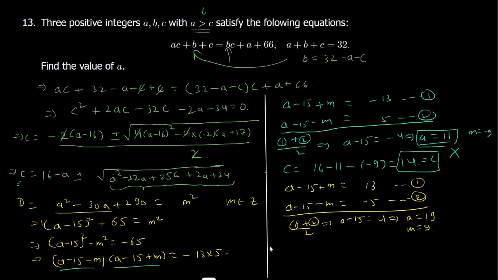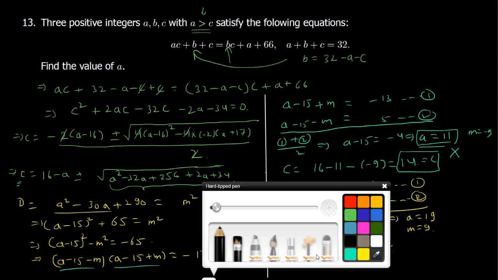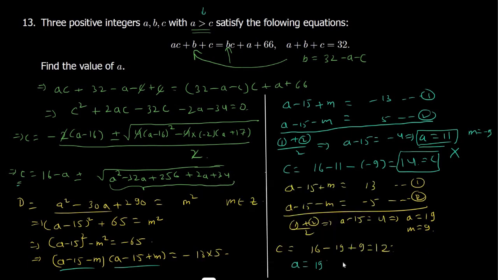And if you substitute both of these values, then you will get c is equal to 16 minus 19 and a plus 9. So this will become 9 plus 3, that is 12, which very much satisfies this equation as well. And if we write the full triplet this time, if a is 19, c is 12, then what will be the value of b? B will be 32 minus 19 minus 12. 19 plus 12 is how much? 9 plus 2, 11, 1 plus 1 plus 1 is 3, 32 minus 31 is 1. So all of a, b, c are turning out to be positive integers where a is greater than c.